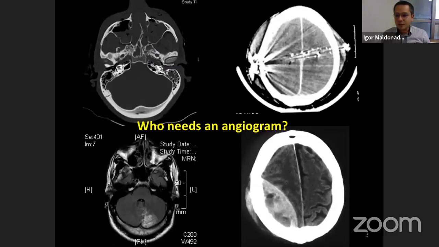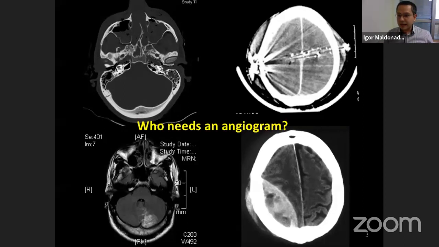So let's start with a question. I'd like you to take a look at these scans and tell me who needs an angiogram. We have here 4 different patients, all trauma patients. So who needs an angiogram, or all of them? All of them are young men, victims of trauma. We have here a CT scan, bony window. This is a 23-year-old man. I'll show details later. He suffered a closed head injury after a car accident. So we see some liquids inside the paranasal sinuses, maxillary sinus, sphenoid sinus. There are some skull-base fractures.